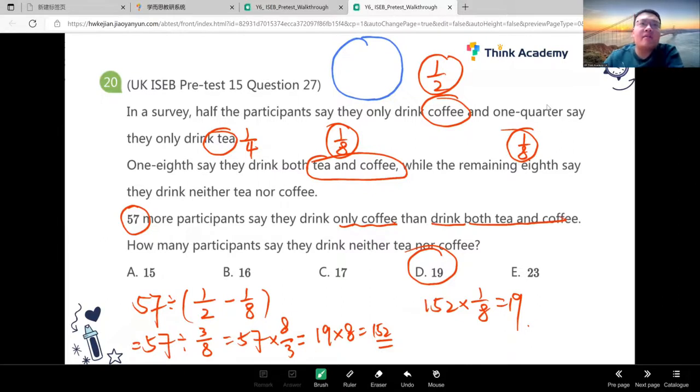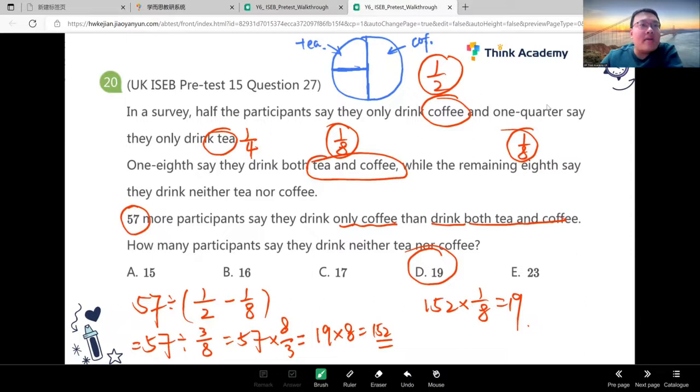In this survey, we know that half of the participants say they only drink coffee. We're going to cut it in half, and you write down only coffee, so C-O-F. And it says 1/4 say they only drink tea. You cut this half by 2, so this means 1/4. That is only tea.